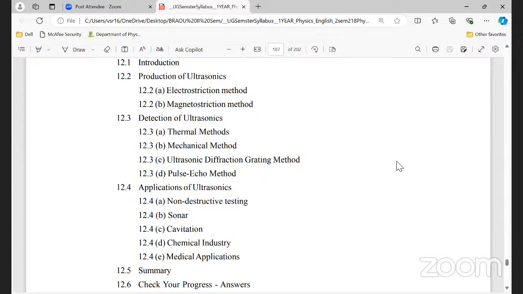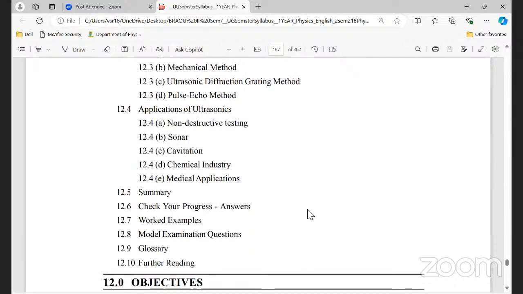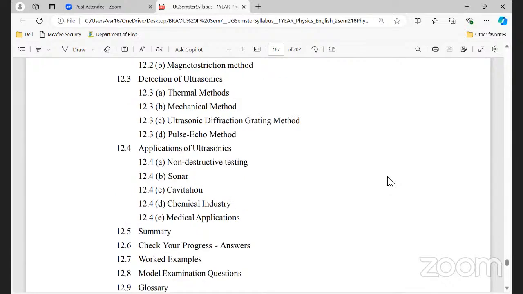Next is the detection. Four methods are there. Any one or any two may be asked as a short question. By combining two methods, they can ask a short question. Is it clear? Next, the final one is the applications of ultrasonics. That is the important short question. That's it.